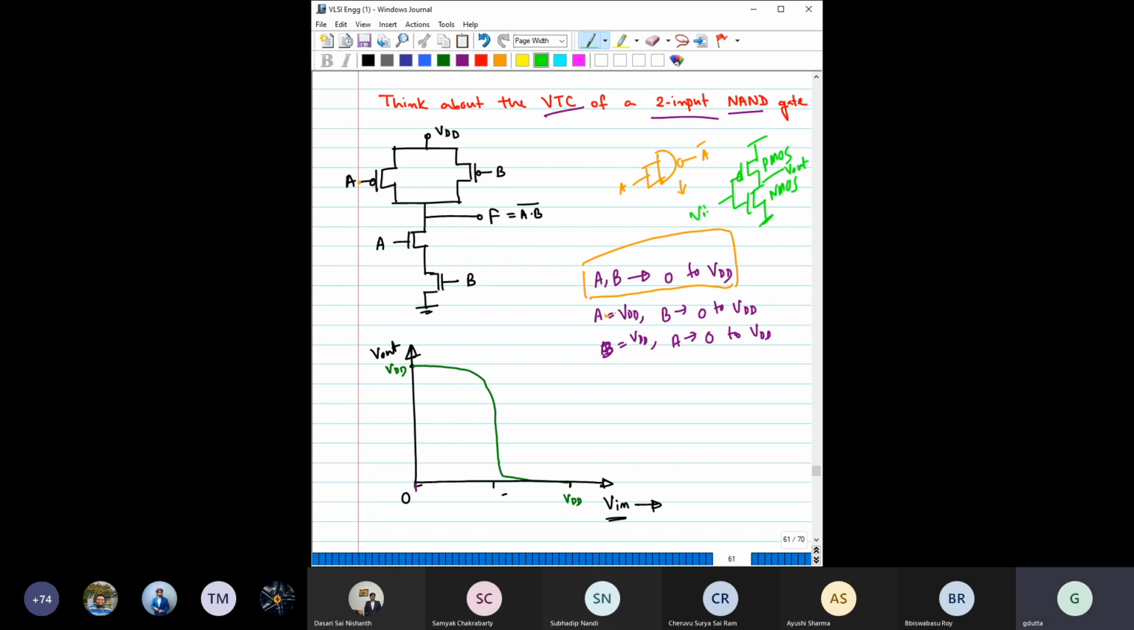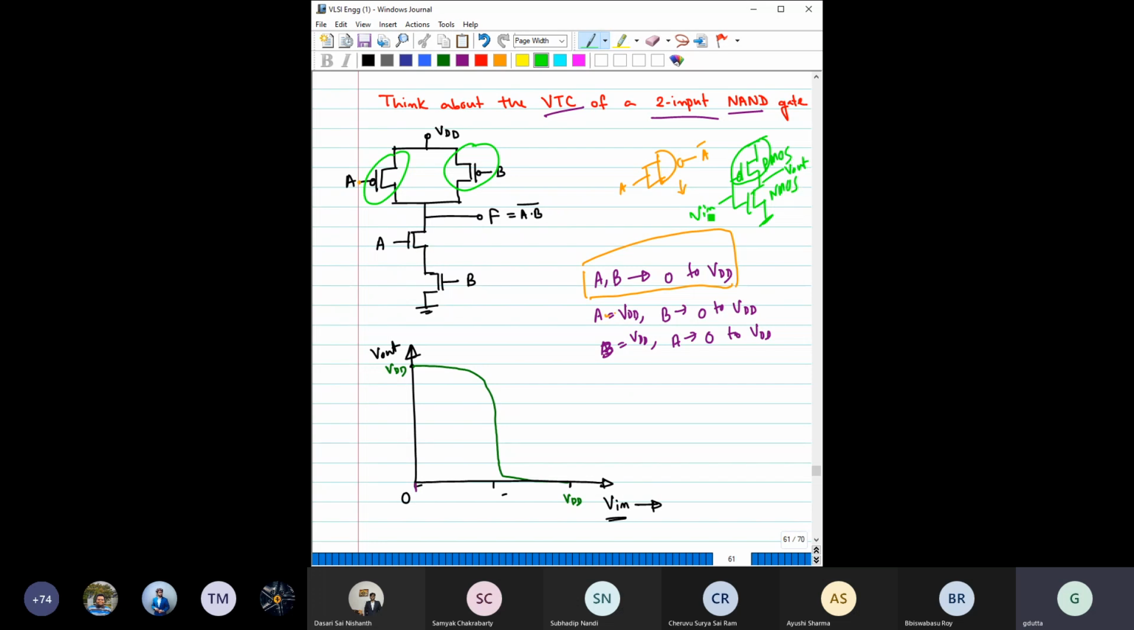V out, V in, right? So here there was only one PMOS, but now you have two PMOS connected in parallel, right? Two PMOS connected in parallel. Now remember this, two PMOS connected in parallel. So the effective resistance reduces.